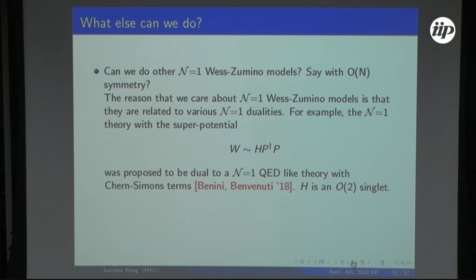O(N) symmetry. Okay, in this paper, it was mentioned we care about N equal to 1 Wess-Zumino models because they are related to various N equal to 1 dualities. One of them is this one: W equal to H P dagger P, where H is an O(2) singlet and P is a complex scalar. The theory has an O(2) symmetry. But on the QED side, this theory contains Chern-Simons-like terms.